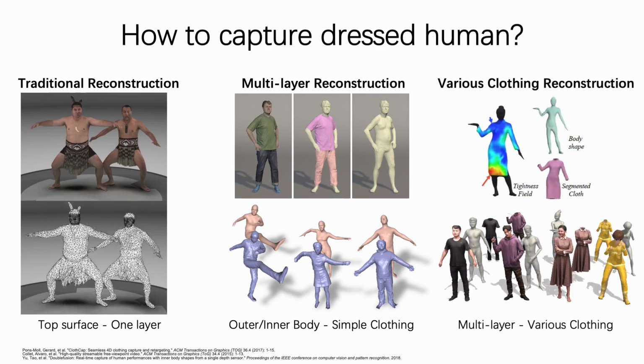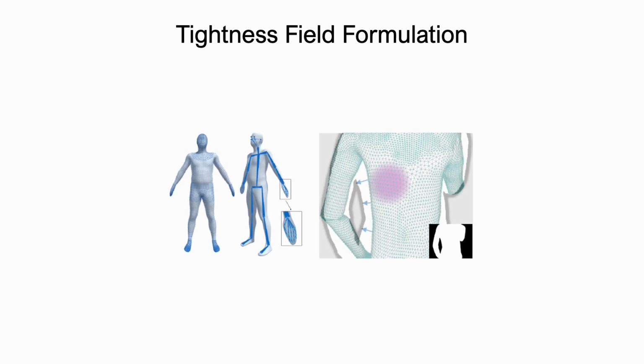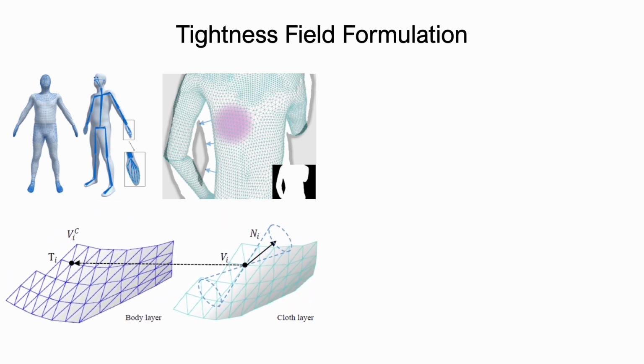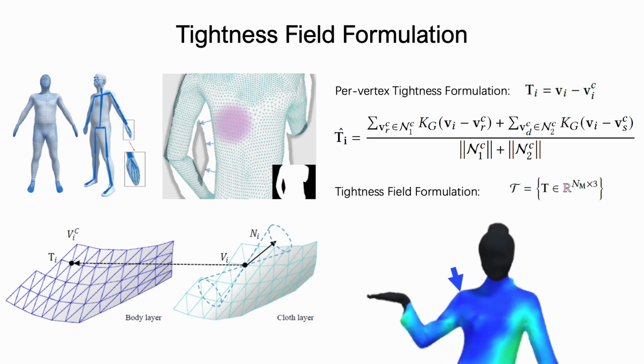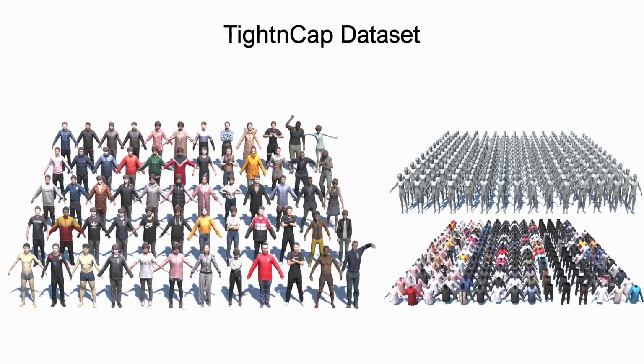Considering clothing can be loose, fitted, or tight, we formulate a tightness field to model this gap between clothing and body skin. Tightness describes the relationship between the body layer and the clothing layer. Ideally, the per-vertex tightness is formulated between body and top surface meshes with the same topology. In practice, we formulate this tightness equation to approximate this ideal definition. We can calculate the tightness field around the whole mesh. And importantly, to build an effective and reliable data-driven approach, we propose a new clothing tightness dataset of human scans.